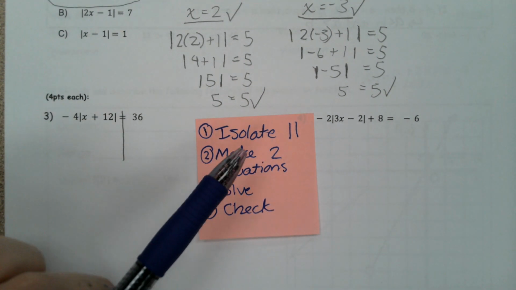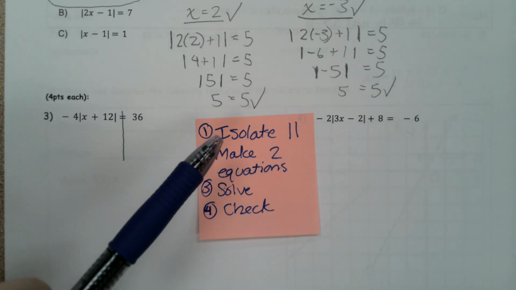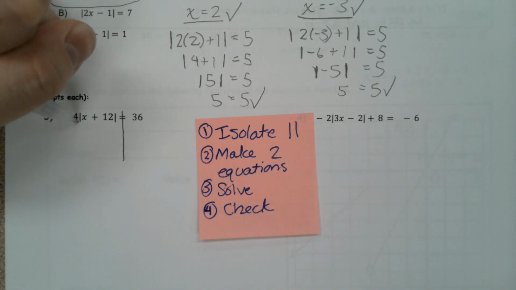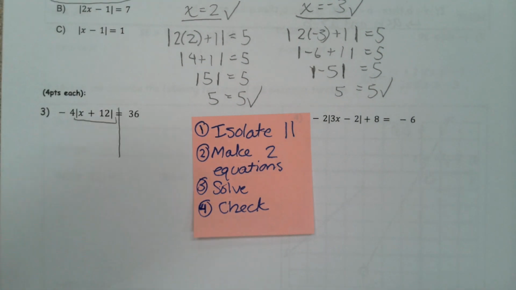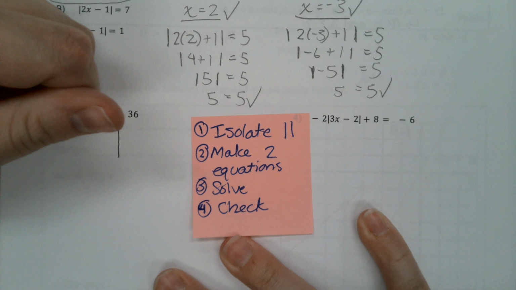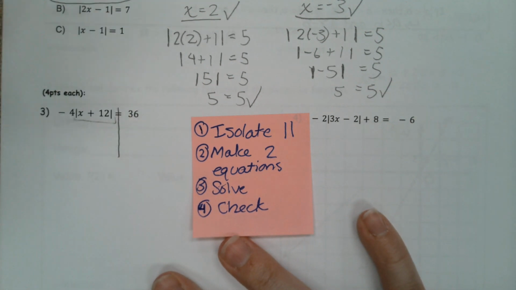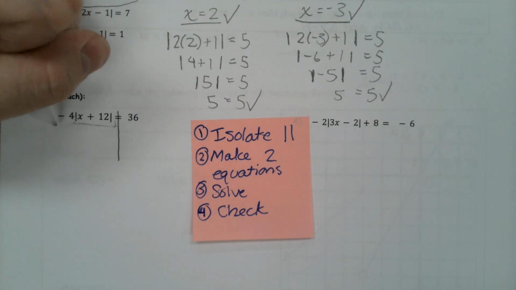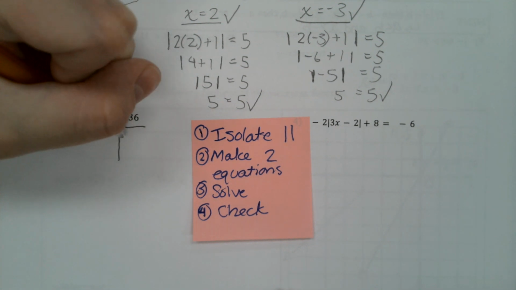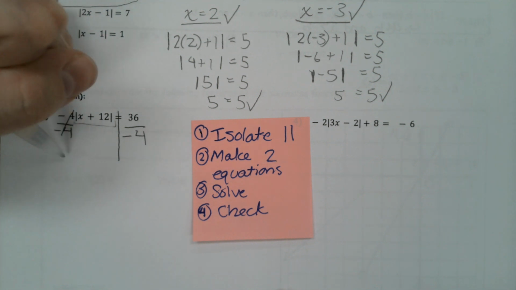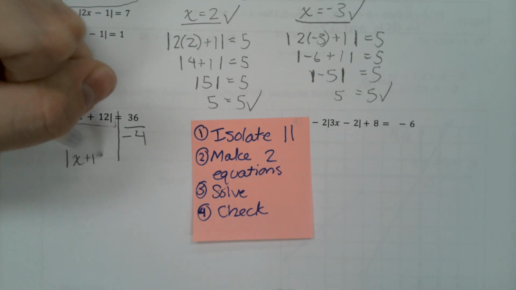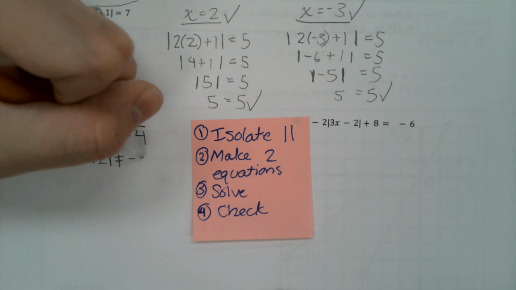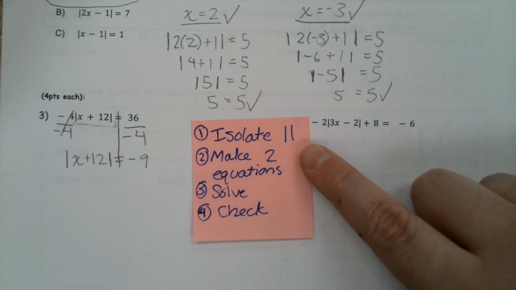First things first, isolate the absolute value. If we look at our problem, this has not been done for us yet. The absolute value is not by itself. We have to get rid of that negative 4. Reminder, this negative 4 that's outside of the absolute value, we treat this as multiplication. So if we want to remove it, we'll have to divide it off. This cancels. The absolute value of x plus 12 equals 36 divided by negative 4 is a negative 9. We've isolated the absolute value.